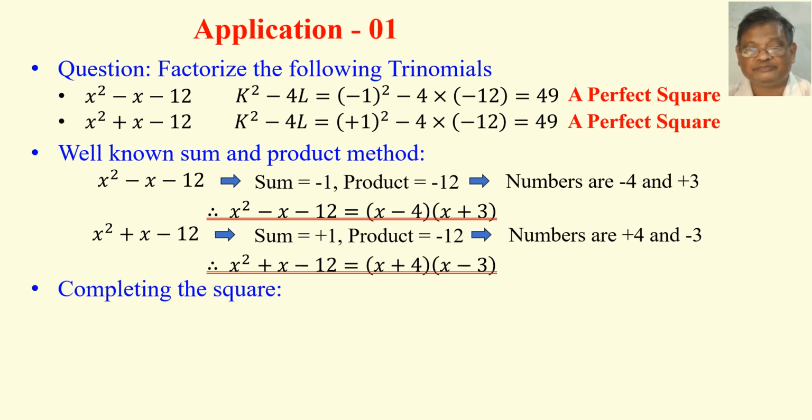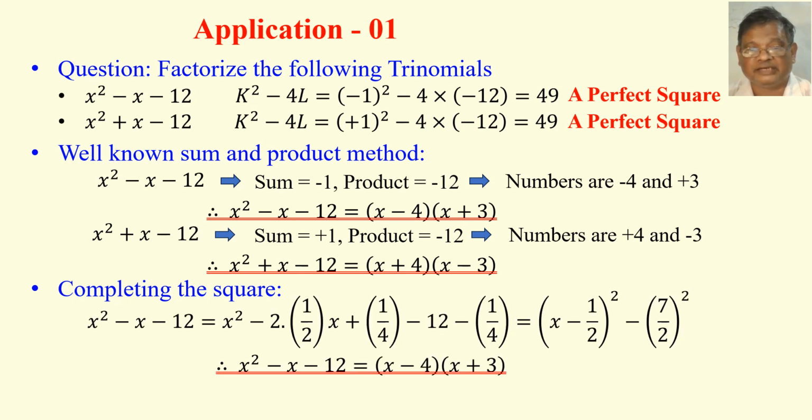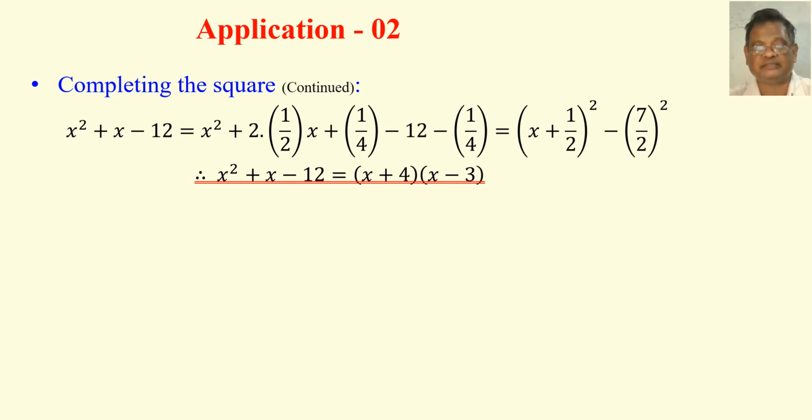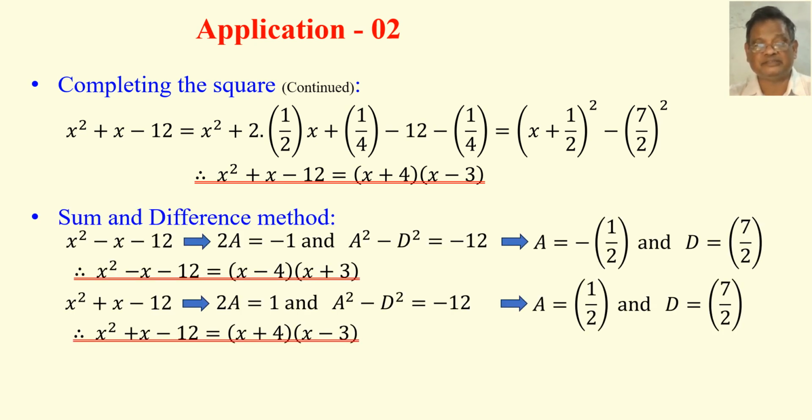The completing the square method will also give x squared minus x minus 12 is equal to x minus 4 into x plus 3. Continuing with completing the square, the factors of x squared plus x minus 12 are again obtained as x plus 4 into x minus 3. The sum and difference method is also illustrated here, but carefully observe how the calculation is done. If necessary, pause the video.